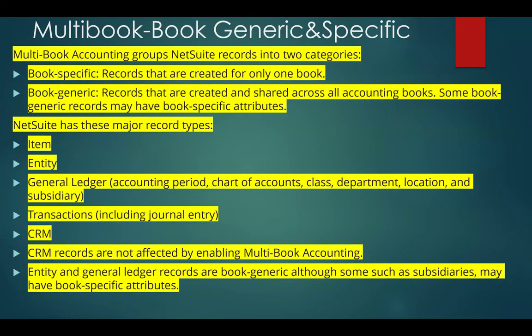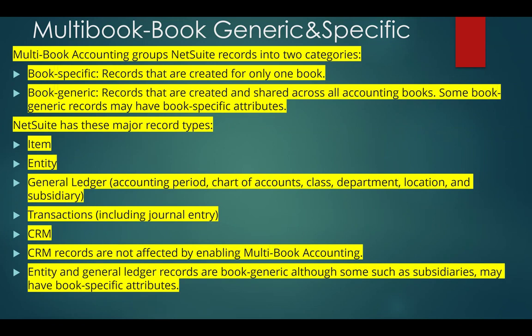Now, the most important part: what are book generic and book specific records in multi-book? Book generic records are available in all the books, and book specific records are available only in their specific books. The major types of records which are book generic are entity records, like customer and vendor, for example, and then general ledger records like accounting period, chart of accounts, class, department, location. Transactions also come under the generic records, and that also includes the journal entry.